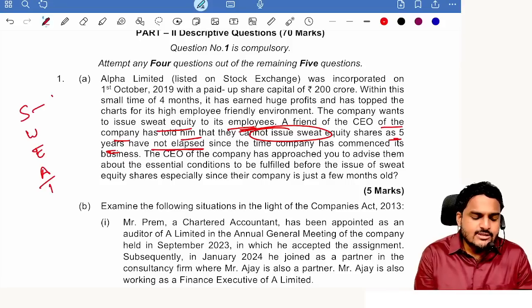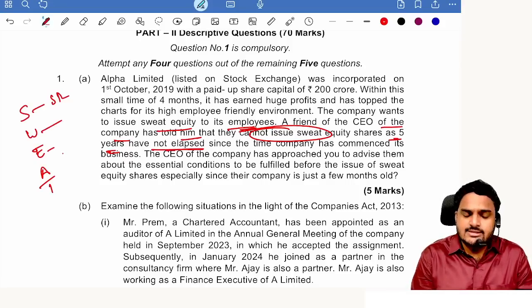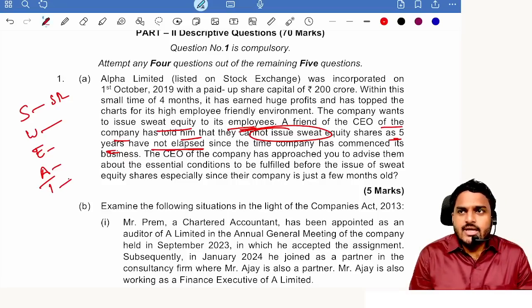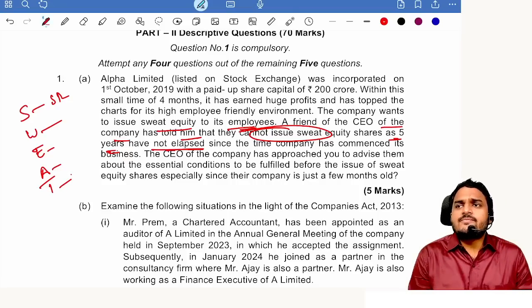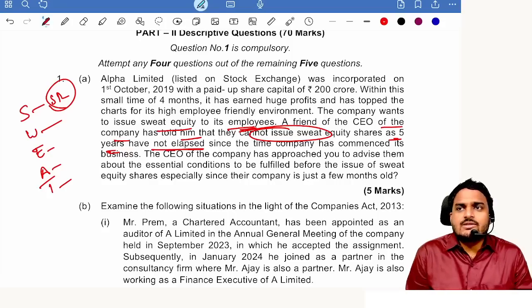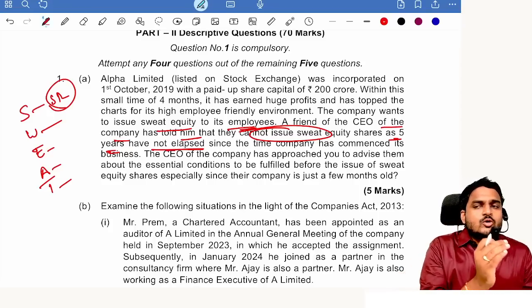SWEAT. S for special resolution, W for working employees, E for existing equity shares, A for AOA authorization, T for time limit. How many months? Validity of the resolution, 12 months. You remember?